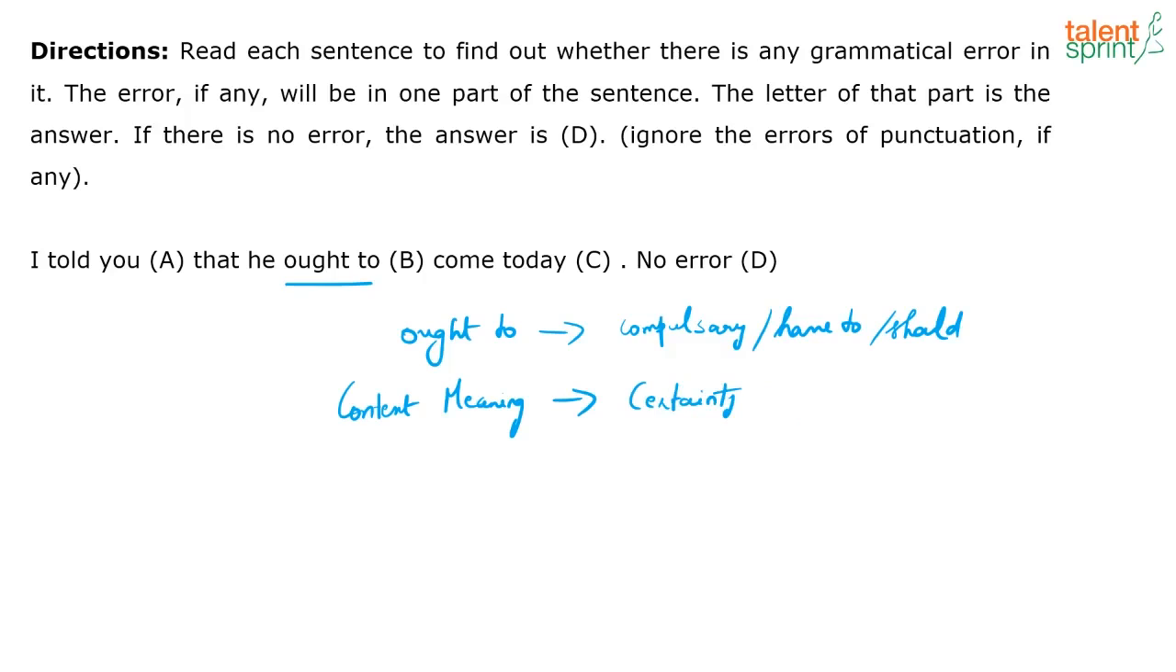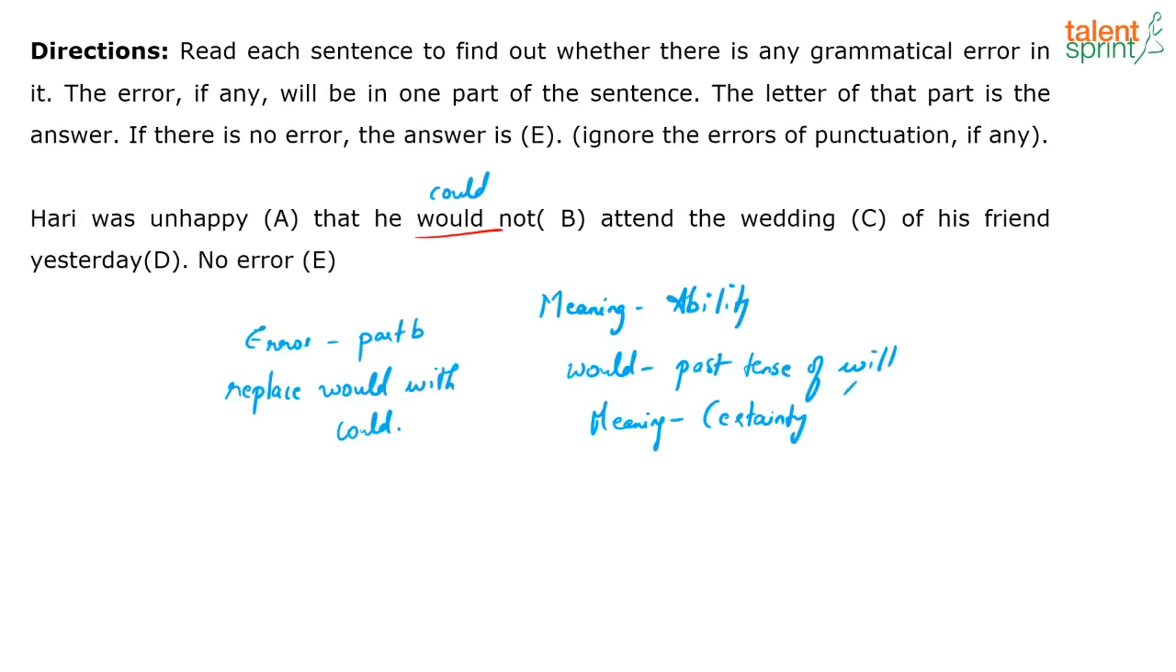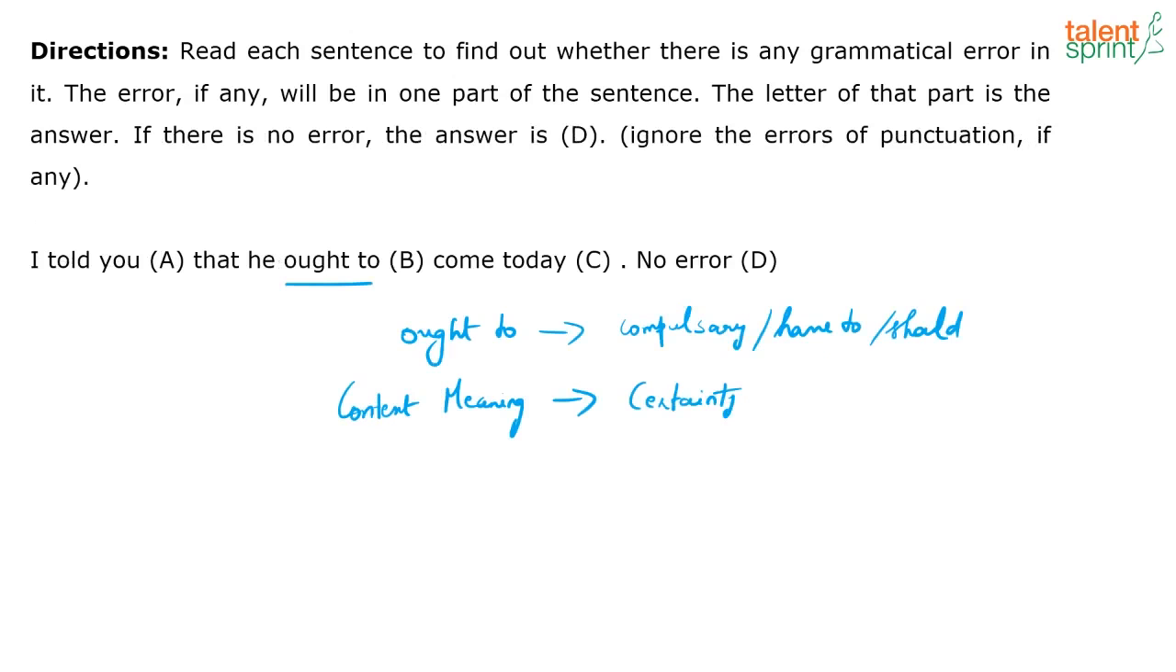We just saw in the previous question, I told you that he would come today, or he will come today. Remember, we saw certainty meaning is will. So the error is in part B where you replace ought to with would: I told you that he would come today.